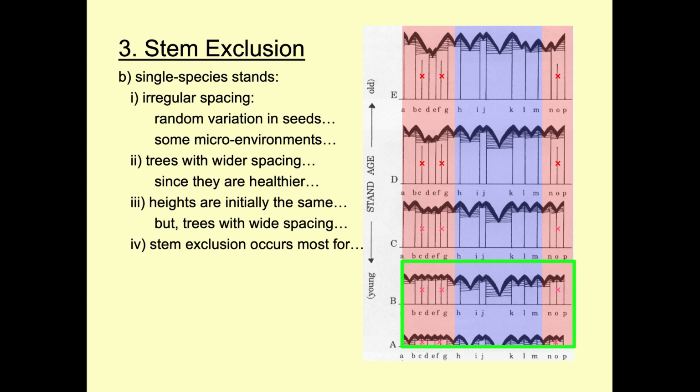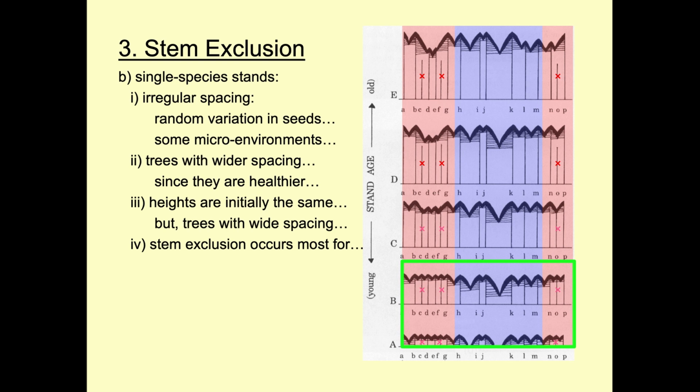Enough space is there for them to access light and nutrients and water, so no stems are excluded. Now the red zones show individuals that are more closely spaced, and you do actually see stem exclusion as time progresses.